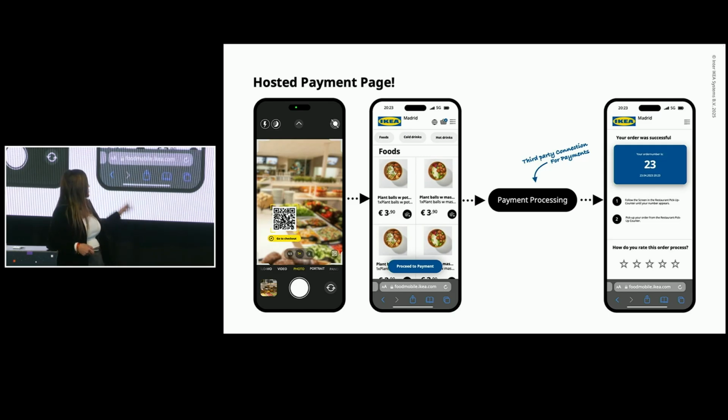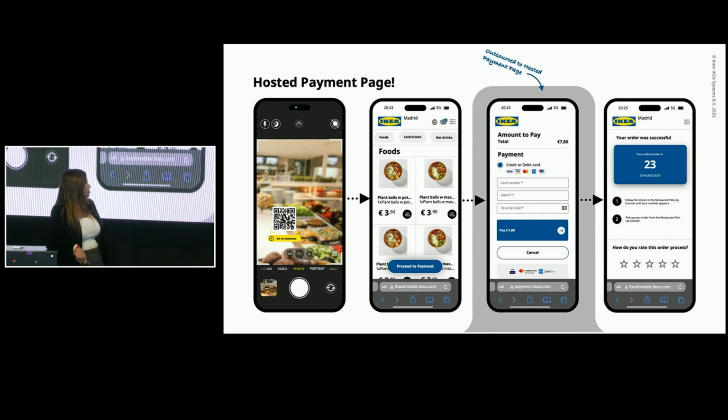So basically, when you click on proceed to payment, you'll be redirected to our standalone application. We will take care of redirecting the customer back to the Food Mobile once the payment has been done, all the processing has been done, the reconciliation has been done, back to the confirmation page. So here, our hosted payment page comes into the picture. The look and feel of this hosted payment page will be exactly the same, as we follow the same design standard and patterns of IKEA that we have today.